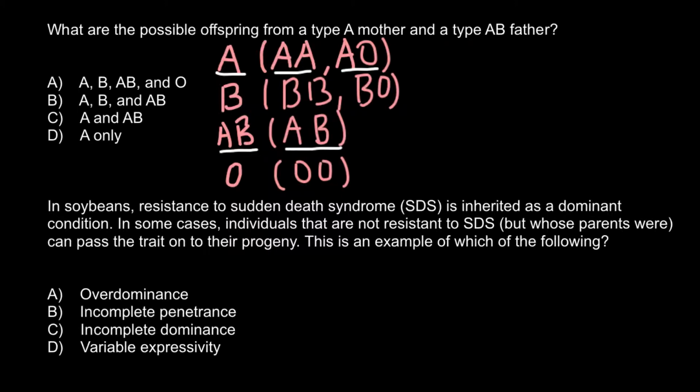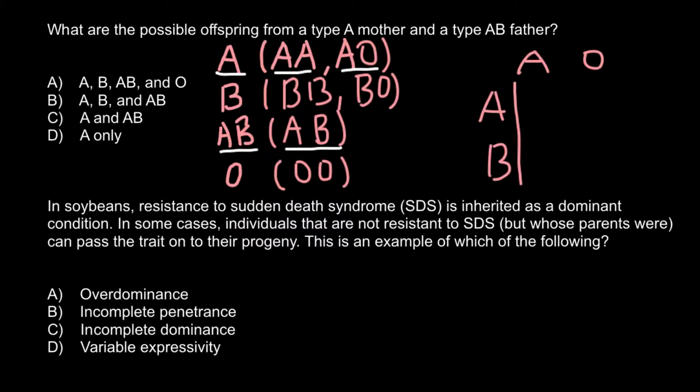For the mother we have the variants AA and AO. If we cross with AB, of course we would have more variants with AO, because we have only one variant of the allele here, and here we have two alleles. So let's choose genotype AO for the mother, and for the father we have only one variant, that is AB.